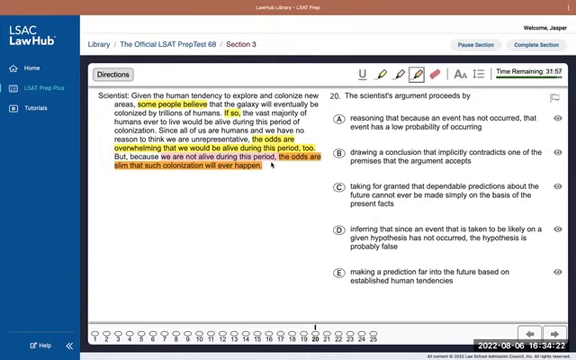And they're saying, okay, well, if what you think is true, then here's what would happen. That hasn't happened, therefore what you think is not true, right? So they're kind of doing a contrapositive. They're sort of reasoning by contrapositive here. Reasoning that because an event has not occurred, that event has a low probability of occurring.